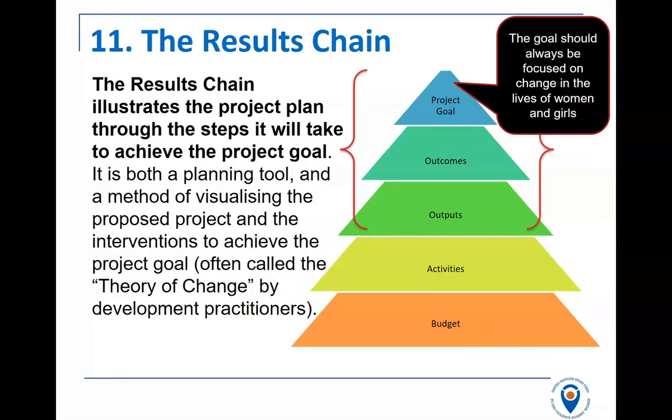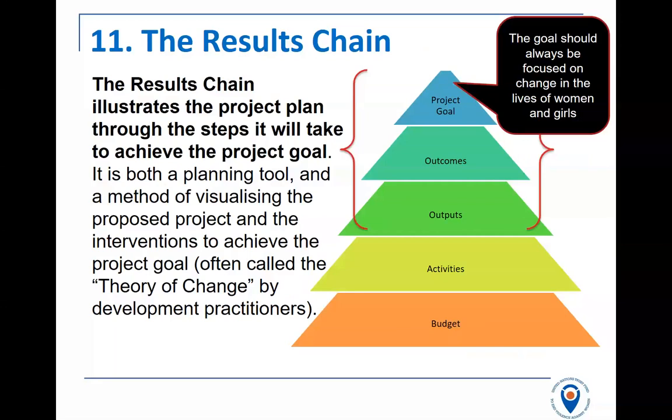The results chain is a planning tool, and it also helps you visualize the step-by-step progress. And at the top of the chain is the change that you want to see in the lives of women and girls. Below that are the steps that you want to take to get there, the outcomes and the outputs. And I'm going to explain the terminology in case you don't understand that. But basically, it's the building blocks.